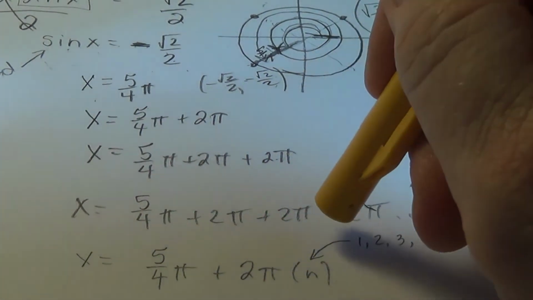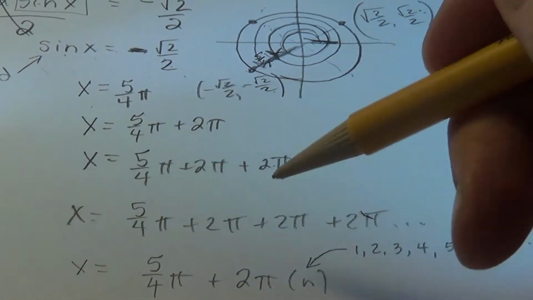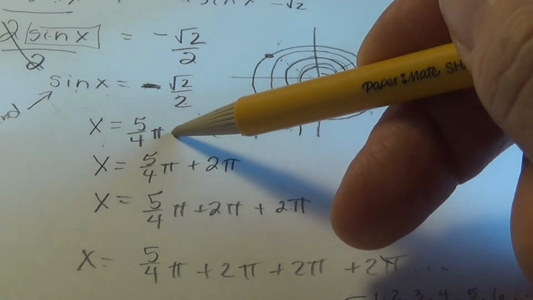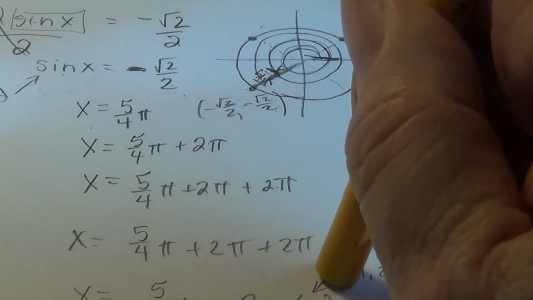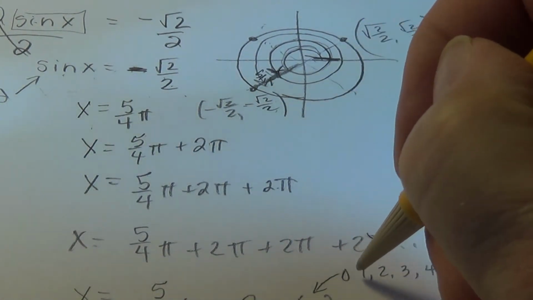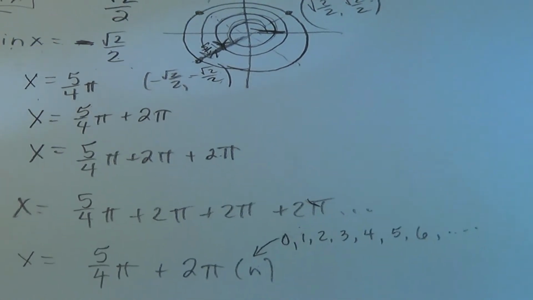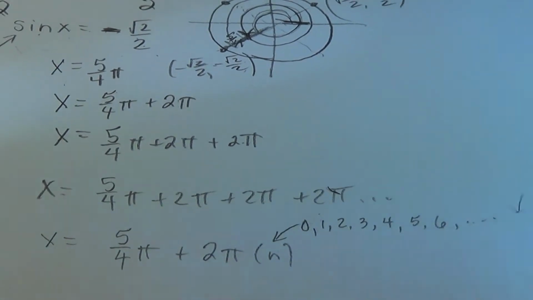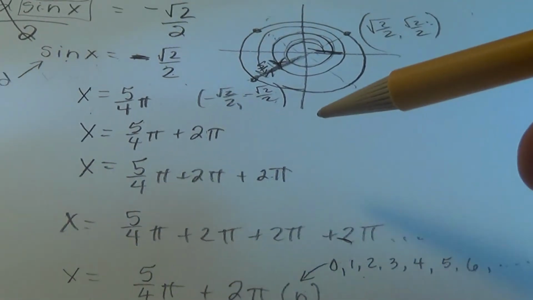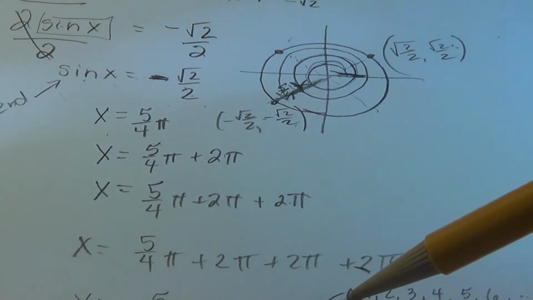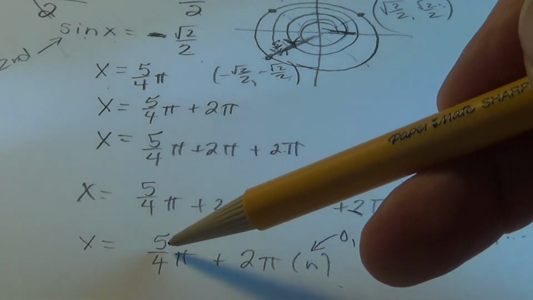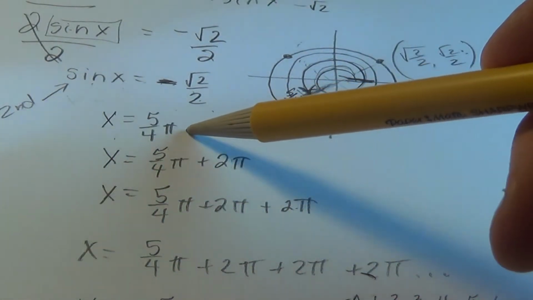So on the first one up here, we generated a 2 pi. When 2 pi was 1, I guess we want to generate this one as well. So let's start with 0. I did say whole numbers, and 0 is a whole number. So if I substitute 0 in for n, this term goes away, and I get 5/4 pi, which was my first one.